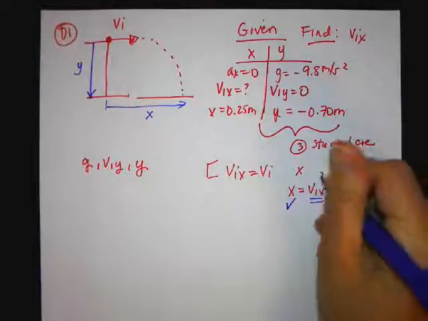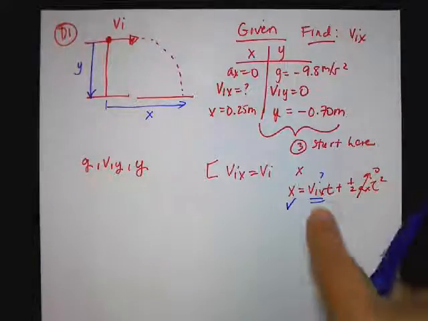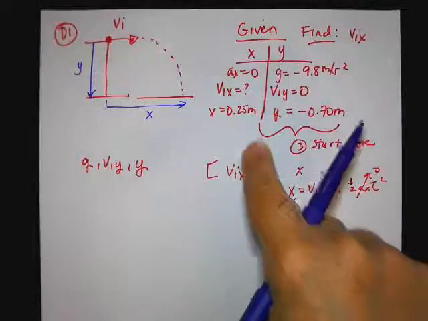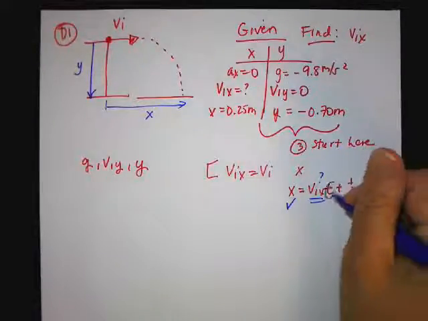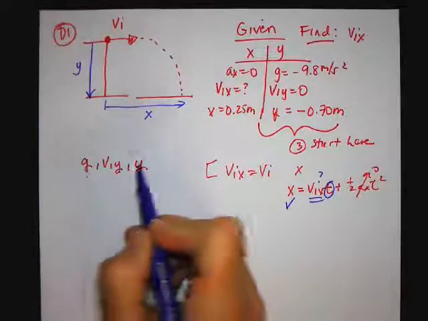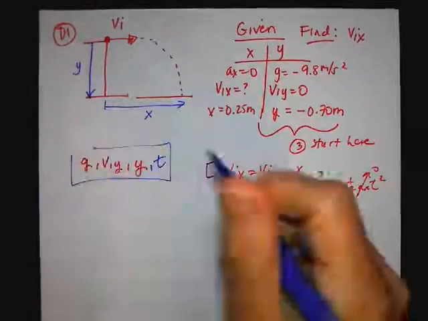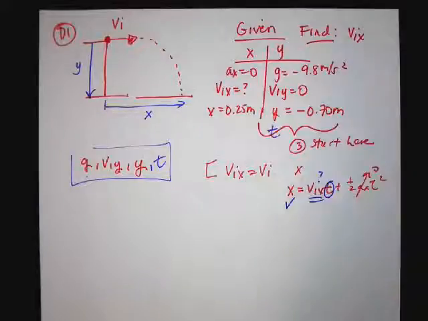So when you don't know what to do, you go to the end. I want to find Vix because that's equal to Vi, so I also need t. So if I have g, I have Viy, and I have y, can I find t? Yes. So what I'll do is I'll find t. Once I find t here, t is the same on both sides because t is scalar.